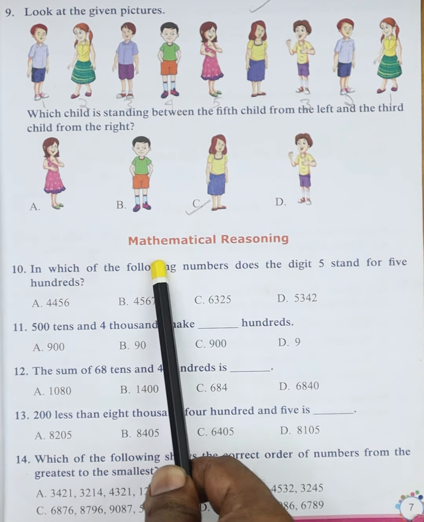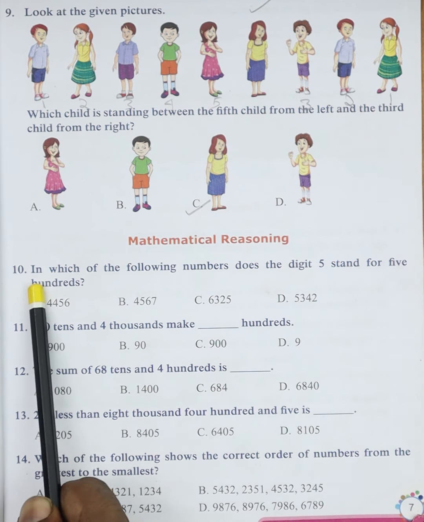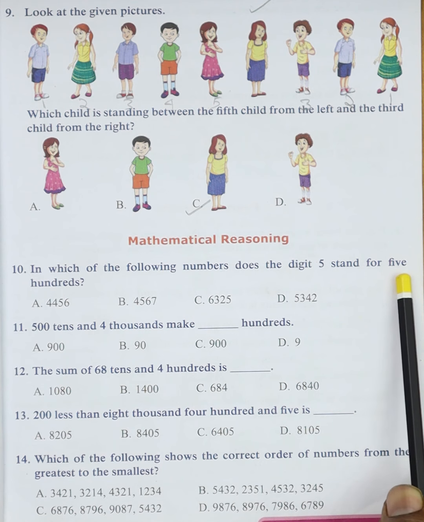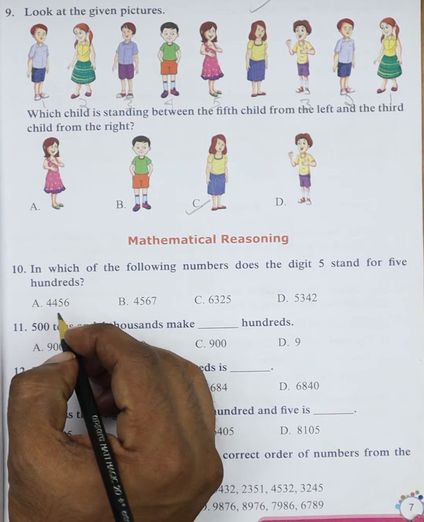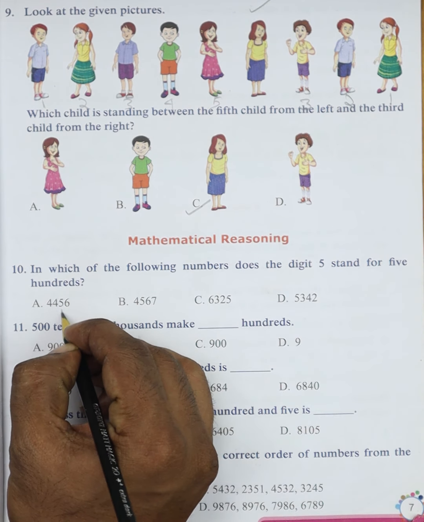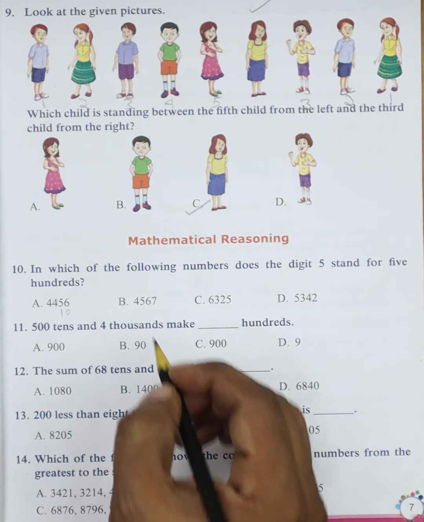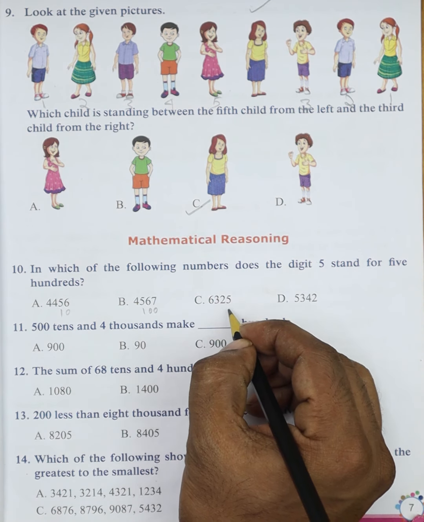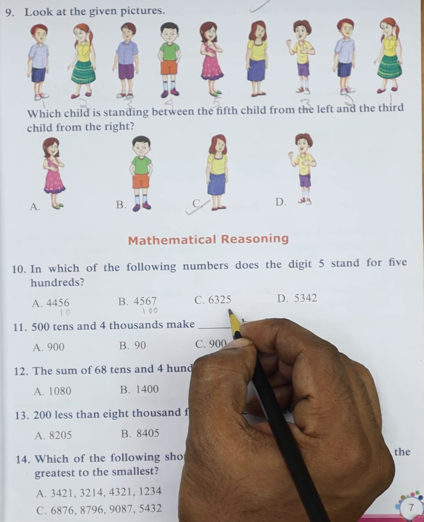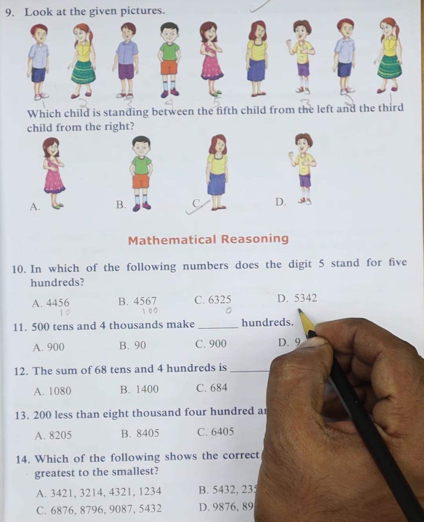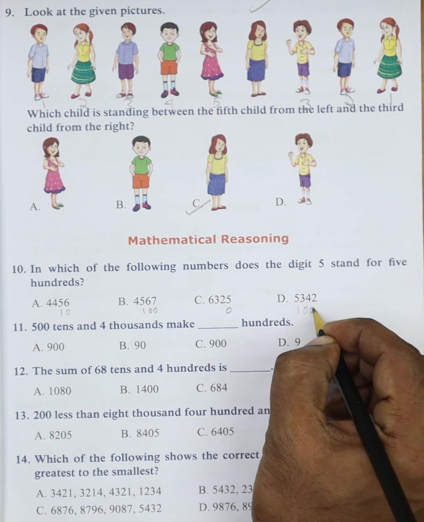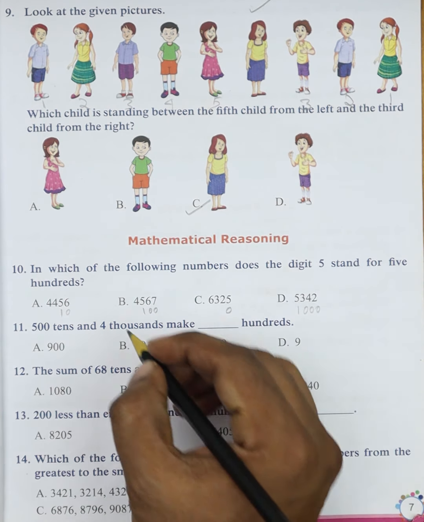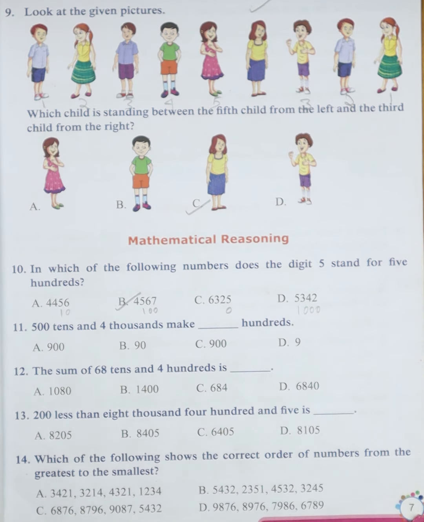Alright, the next section is mathematical reasoning. The first question is, in which of the following numbers does the digit 5 stand for 500? So 4556, it is standing on tens, and 4567 is standing on 100, and 6325 is standing on 0, and 5342 is standing on 1000. So 5 into 100 is 500, so the answer is B, 4567.